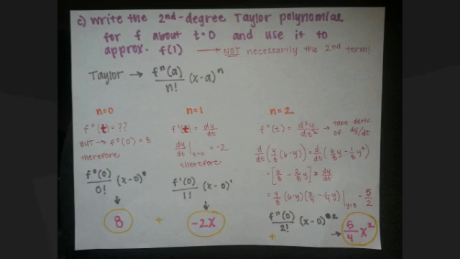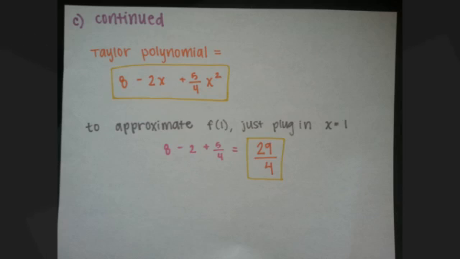Awesome, so we got x to the 2, and therefore that's our second degree term, so there we go, we're all done. So our Taylor polynomial for the second degree is just going to end up being 8 minus 2x plus 5/4 x squared. And then to approximate f of 1, we just plug in x equals 1. That's pretty simple, and we end up getting 29 over 4, which is a really weird number, but it's correct.